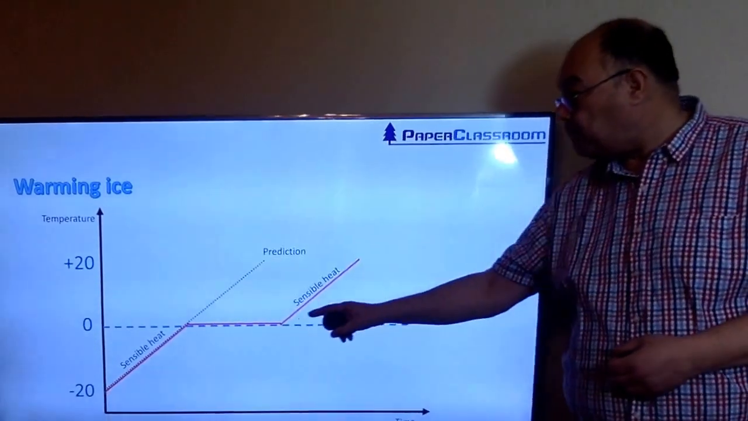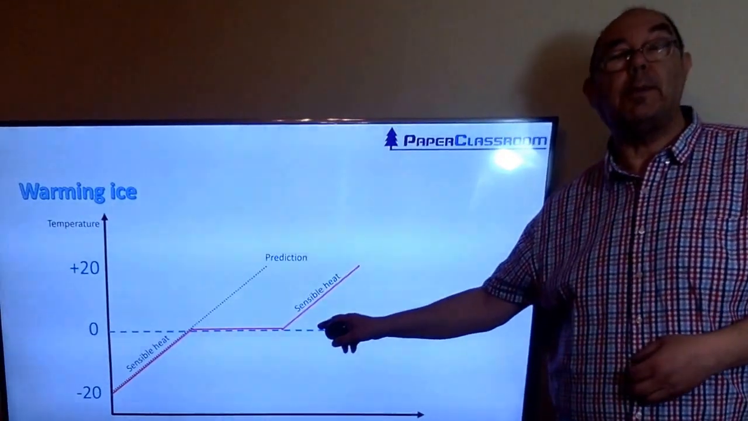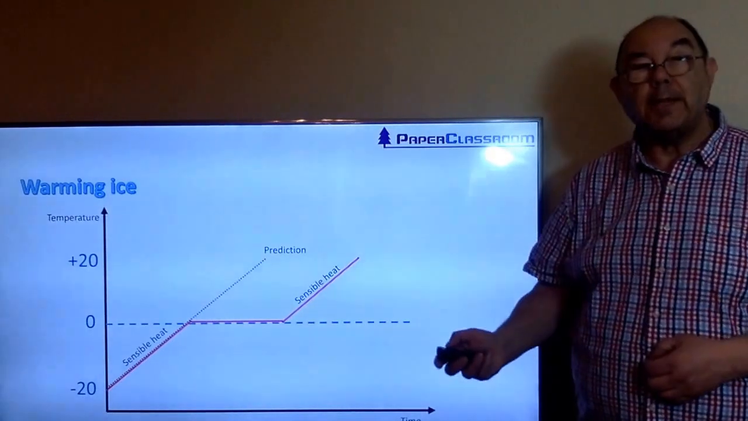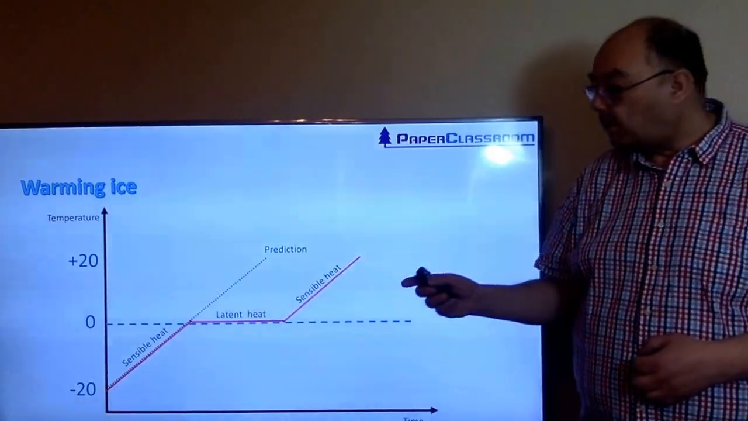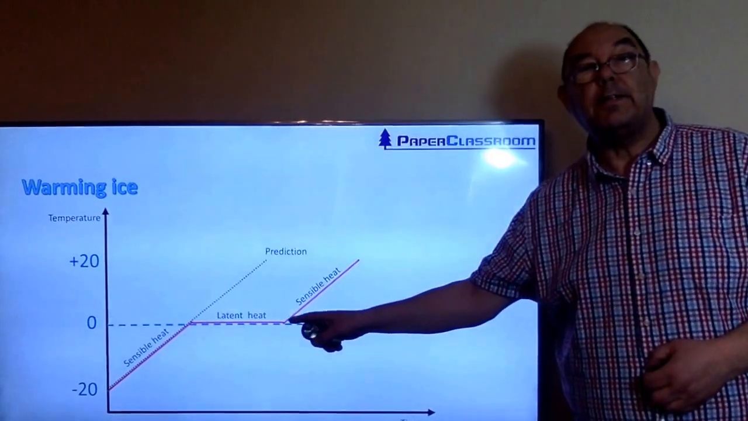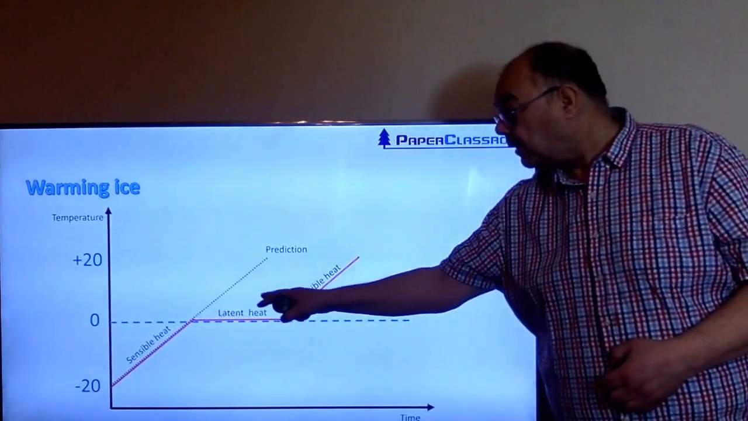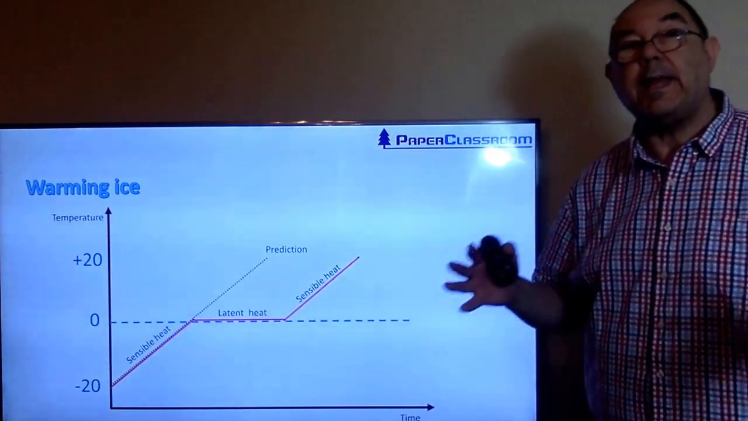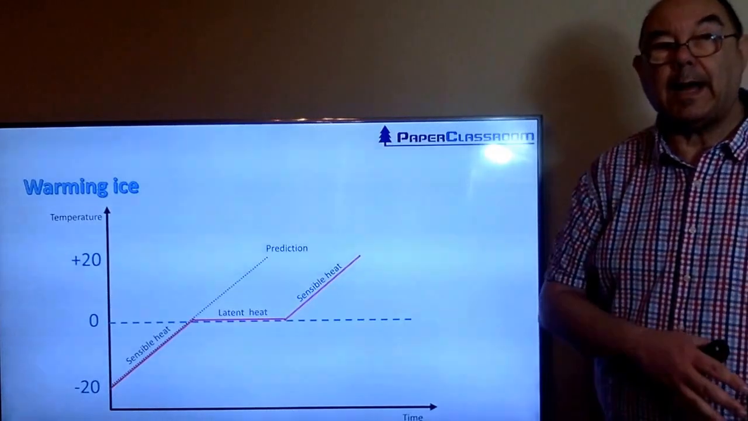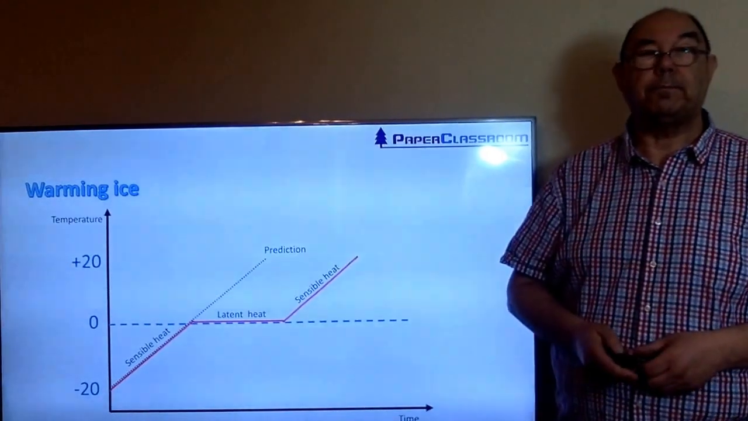So again, we can measure that. We can see the thermometer change. So this is sensible heat. The point in the middle here, this is the latent heat. This is the heat that, in this case, is taken in to convert the ice into water.